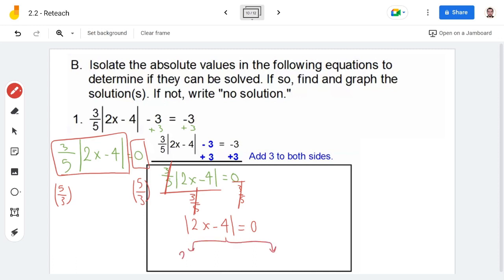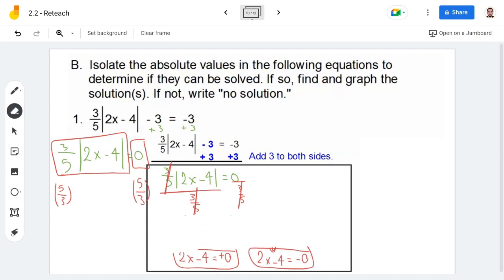Now we have two ways of solving this equation. The first one is 2x minus 4 equal plus 0, and 2x minus 4 equal minus 0. Is this possible? No. If you look at the question, my answer is 0, and here my answer is still 0. So what's happened? How can we solve this one? Check this out. Let me erase this one, we don't need it.